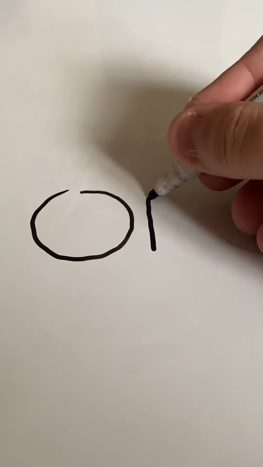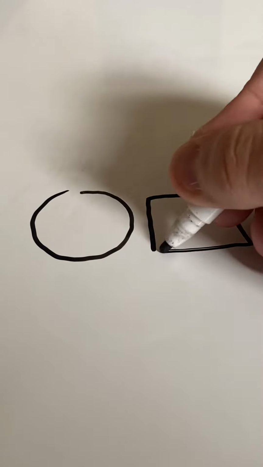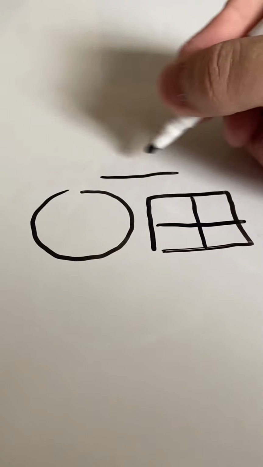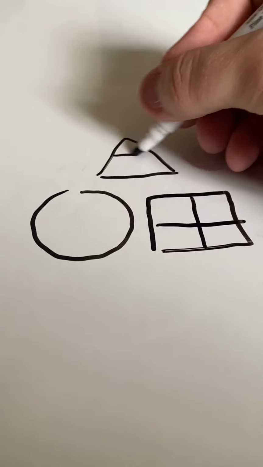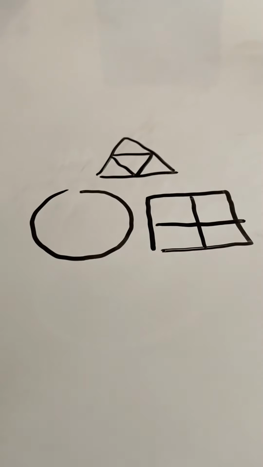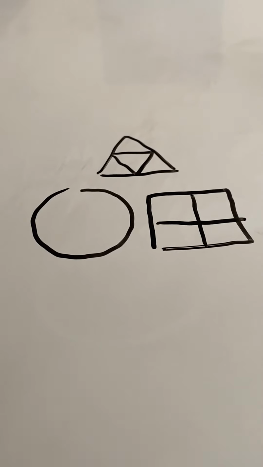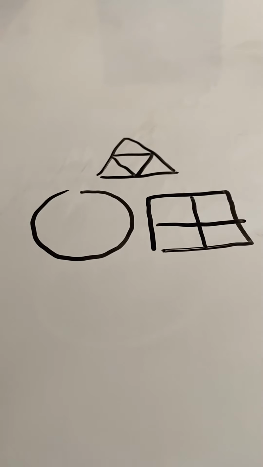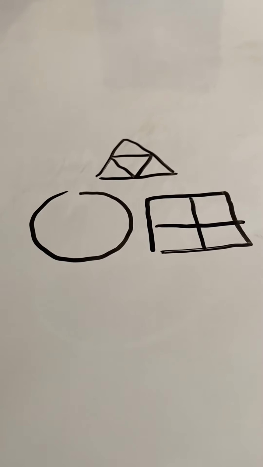But look at this, when you take a square, you can perfectly fill up a square with more squares. Or a triangle, you can fill up with more triangles. Perfectly. But for a circle, it has no edges. So it affects both the outside and the inside.